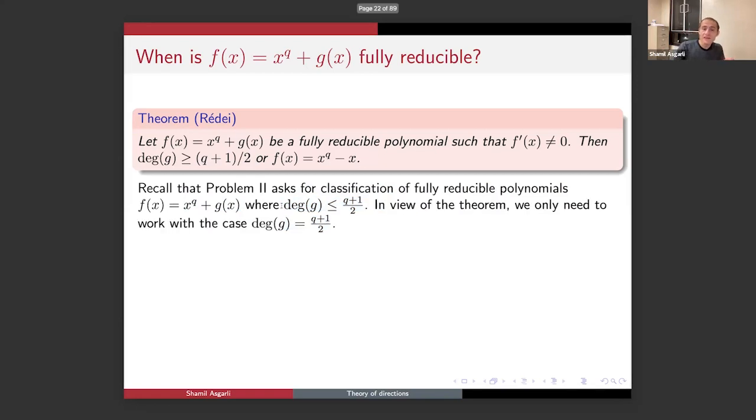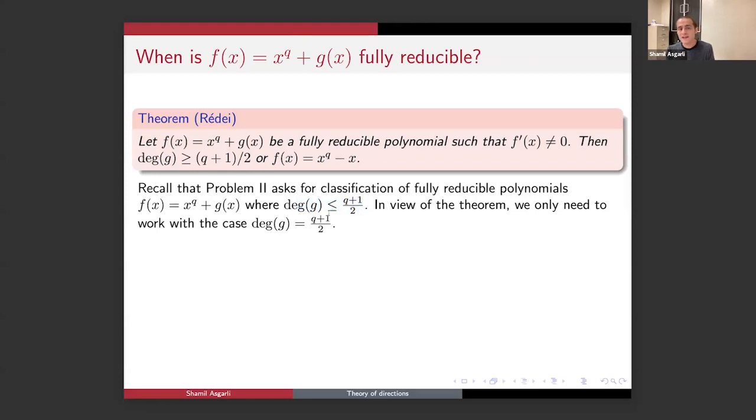But now, in view of this theorem, that means that we can focus on the equality case, right? Because here we were asked to analyze the case when the degree is at most (q+1)/2, but we just showed that to be fully reducible, you must be in the case when the degree of g is at least (q+1)/2, unless you're in this special case. But we understand this special case very well, so let's ignore that case for a moment. So of course, combining these inequalities, we get the equality case.